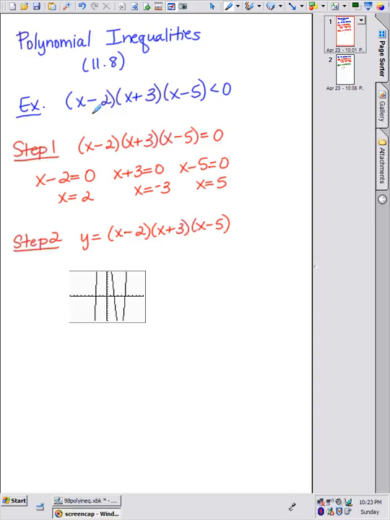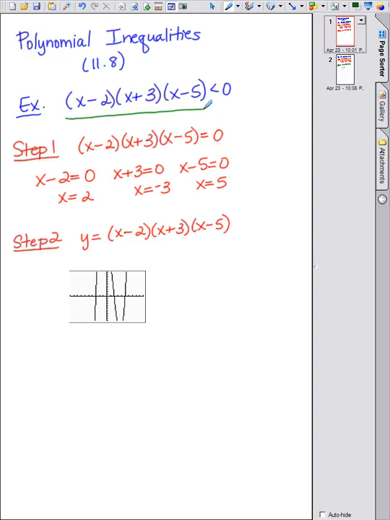So as an example, here's one that's factored. It is the polynomial x minus 2 times x plus 3 times x minus 5 less than 0. So we'll start by doing the same thing that we did with quadratic inequalities. We're going to start by replacing the inequality with an equal sign and solving. Since this is already factored, do not undo the multiplication. That will make it a really hideous problem for you. So you just want to set those factors equal to 0 and solve.